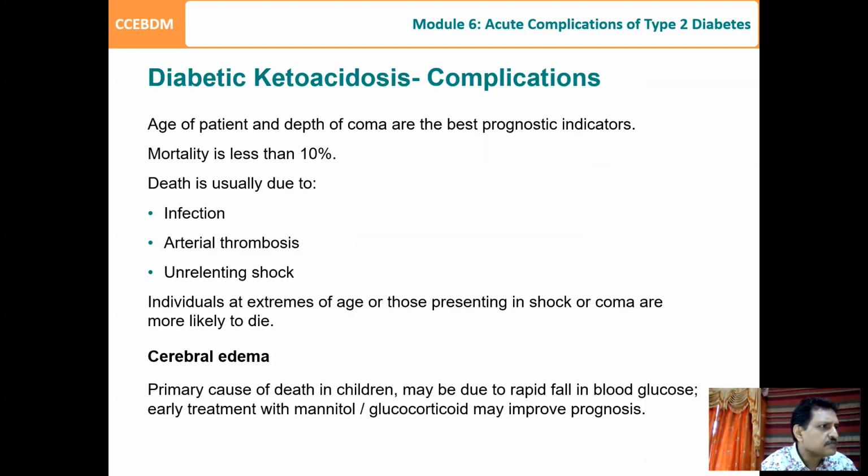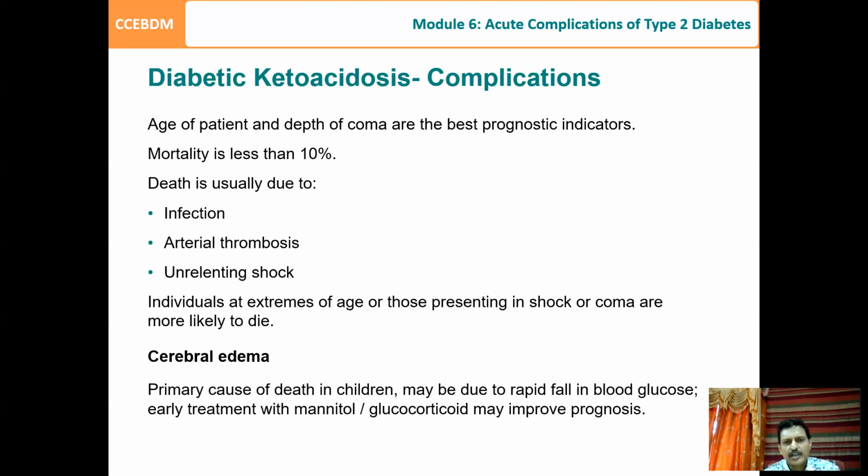So there are a lot of complications of diabetic ketoacidosis. The most important complications are infection, arterial thrombosis, and shock. So these are the three important complications. And the mortality of diabetic ketoacidosis is quite high. It is about 10%. It is almost the same as that of hyperosmolar coma, though that has slightly higher mortality, say 10 to 20%. One of the important complications of diabetic ketoacidosis is cerebral edema.